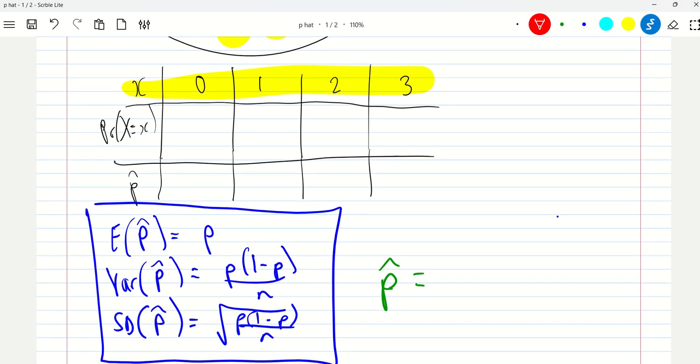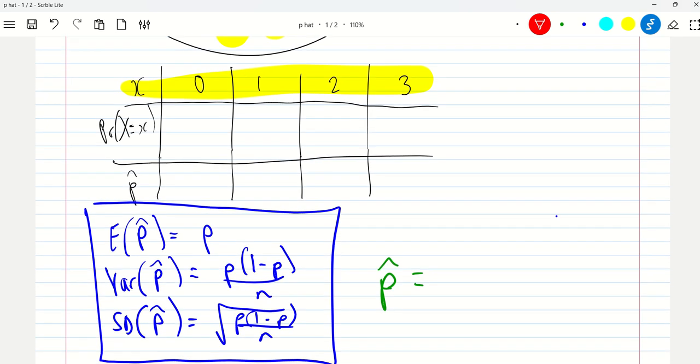X is the number of reds that I got in my sample of size 3. Then I could calculate my probability. Maybe I'm just throwing numbers here, it really doesn't matter. So 0.4, 0.3, 0.2, 0.1. Let's say these were the probabilities of getting 0 reds, 1 red, 2 reds, and 3 reds. Down the bottom, I'll do my p hat.